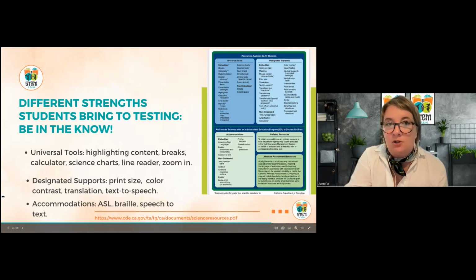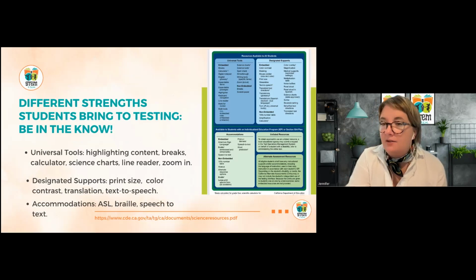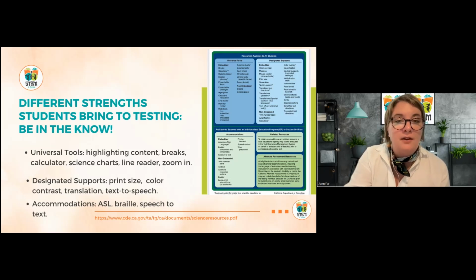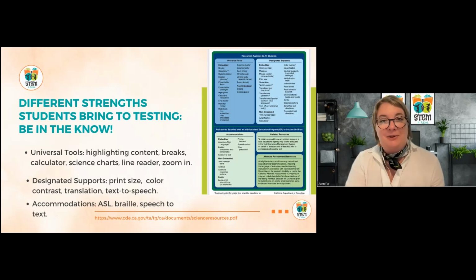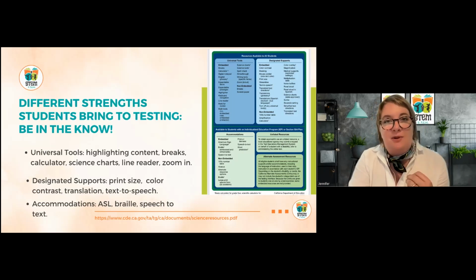And then also know what are your child's strengths. And so this is a really wonderful infographic of resources that are available to students during the California Science Test. What's really interesting to me when I first saw this, there are what are called universal tools. And so the universal tools are up in the upper left-hand corner, that box. The universal tools are what everybody has access to.